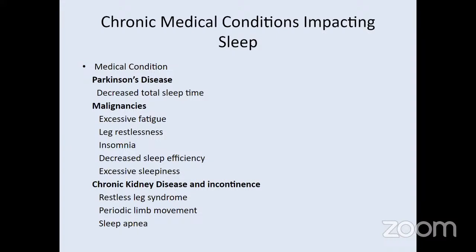Moving to the next chronic condition, Parkinson's disease. Parkinson's disease decreases total sleep time, and that's how it can impair sleep quality. Malignancies are known to impair sleep quality because of excessive fatigue, restlessness, insomnia, decreased sleep efficiency, and excessive sleepiness. Chronic kidney disease and incontinence: chronic kidney disease is one of the known factors linked to restless leg syndrome, periodic limb movement disorder, and sleep apnea.